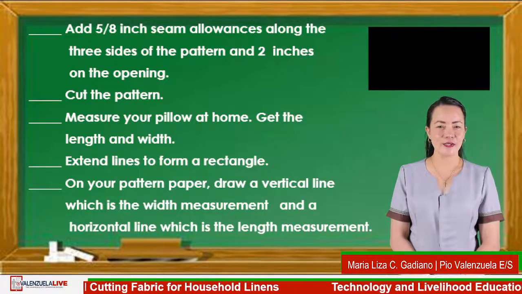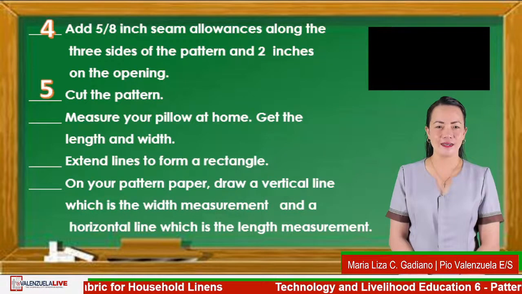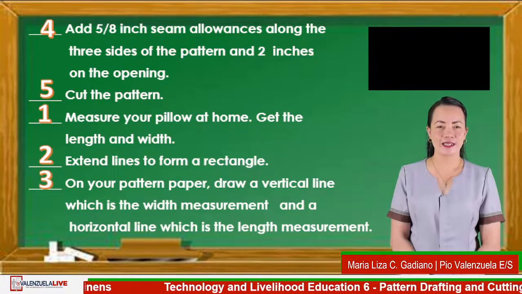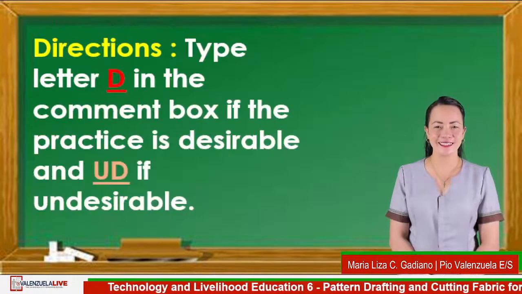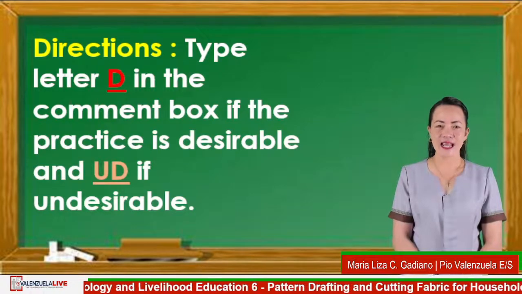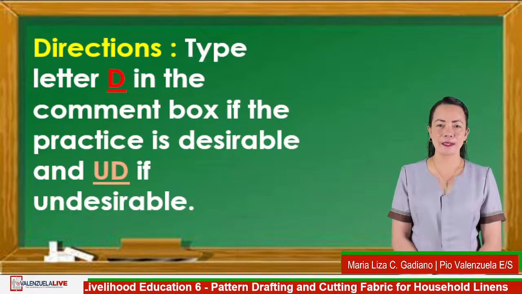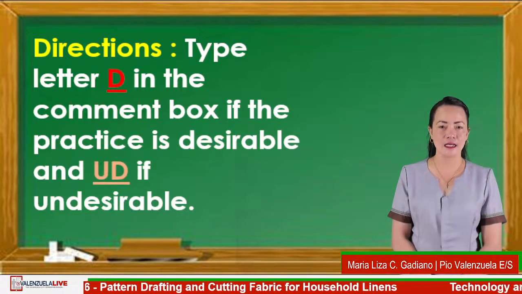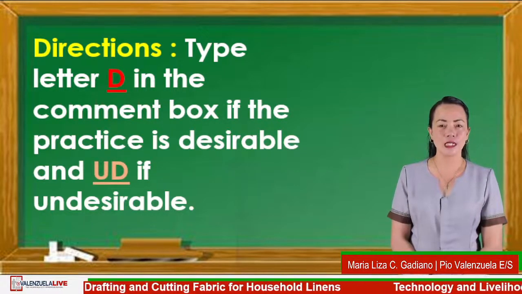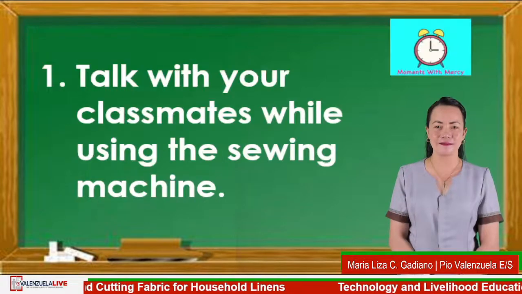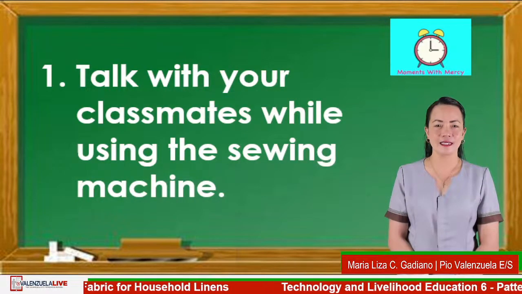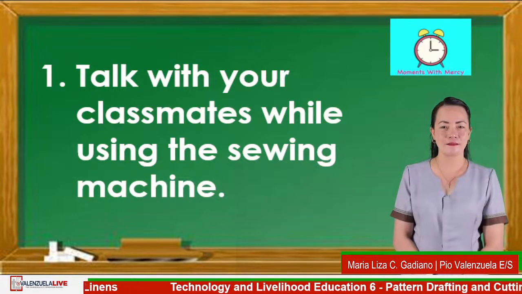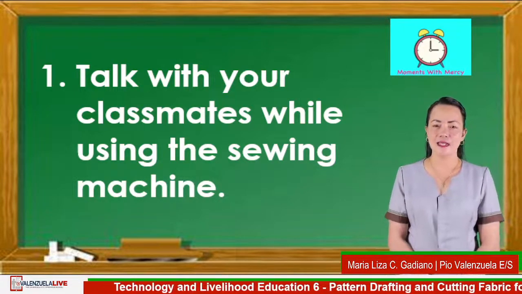The answers are 4, 5, 1, 2, and 3. Well done, children! For our last activity, type letter D in the comment box if the practice is desirable and UD if undesirable. Number 1. Talk with your classmates while using the sewing machine. Your 5 seconds timer starts now.